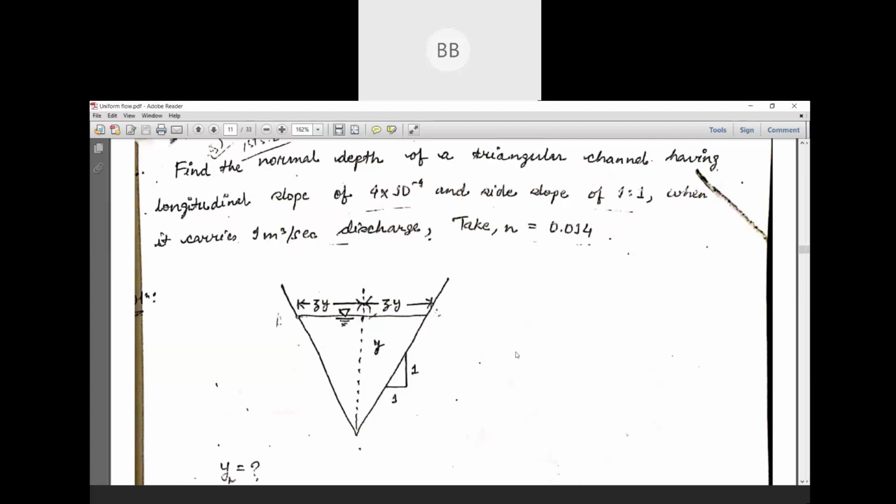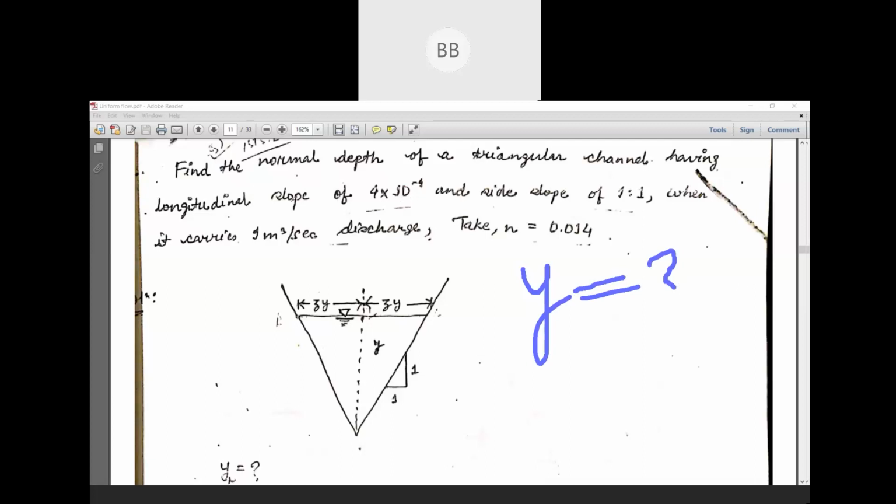Next question is: find the normal depth of a triangular channel. That is, we need to find out the depth of flow, having the slope of 4 into 10 to the power minus 4. That slope, the longitudinal slope, is nothing but your bed slope. So what we need to find out is y, that is your depth of flow.